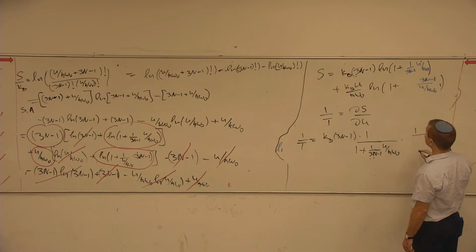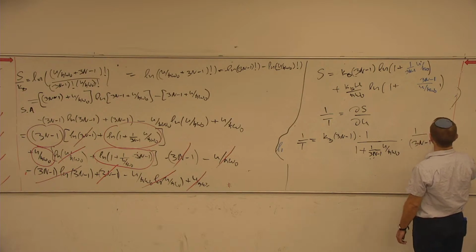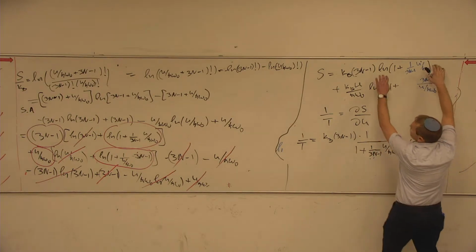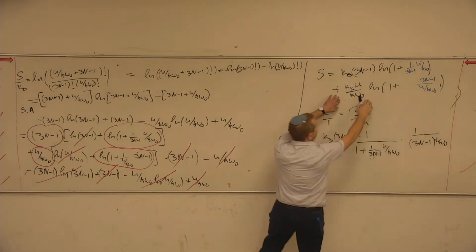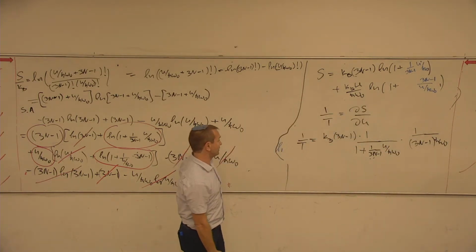1 over 3n minus 1 h bar omega 0. So this is the derivative of this guy. Okay, so now we're taking the derivative of the second part.